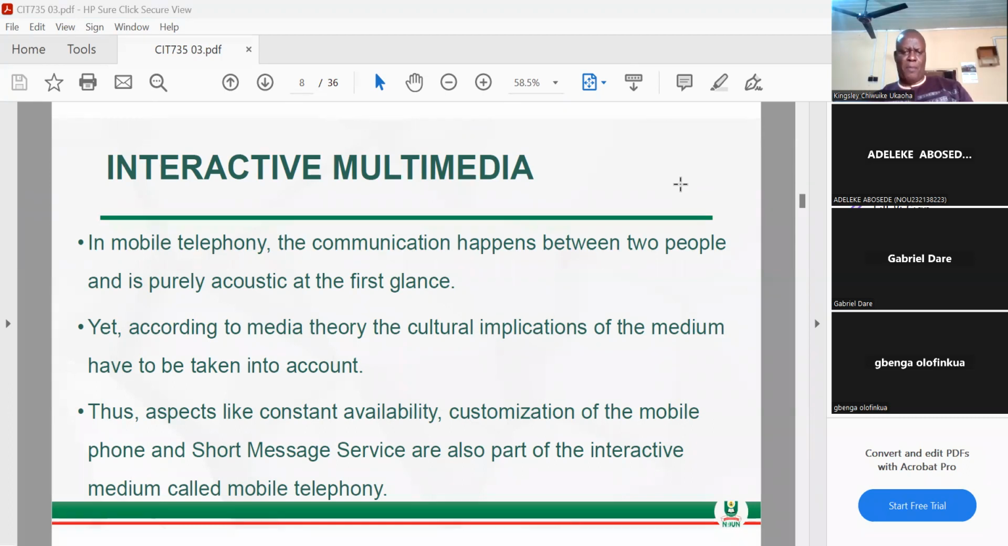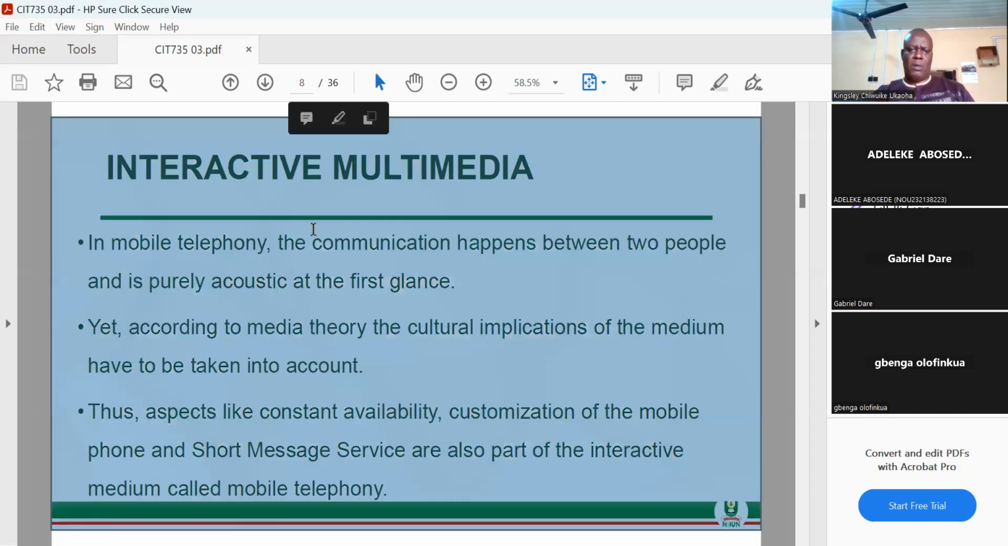So customization of the mobile phone will also be there. Oh, you have people's number there. You have some apps you are using, customized for chatting and other things. You also have your short message service, which are also part of the interactive media called mobile telephony. The first one is the mobile phone is available. You have your voice, you have your data, you have maybe your short message service. When you combine it with the effect of some apps, it now allows you to use the mobile technology to now communicate and exchange, interact with as many persons as possible.